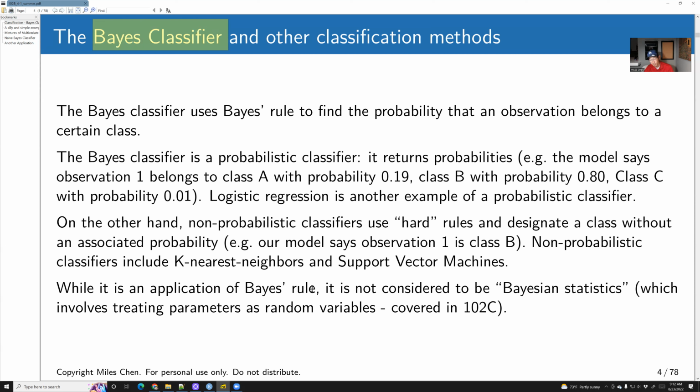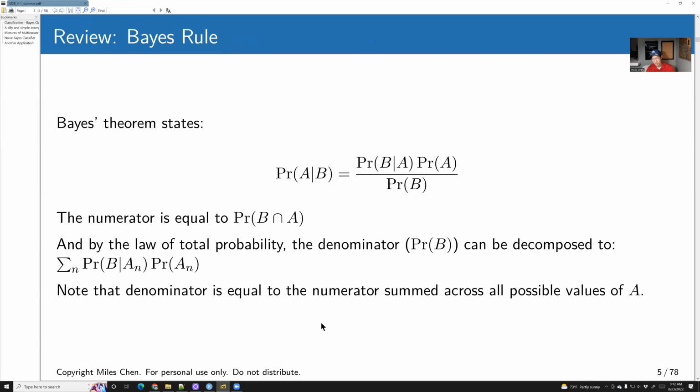Okay, and the Bayes classifier is an application of Bayes' rule, but it's important to distinguish this and say that the Bayes classifier is not Bayesian statistics, which is kind of a whole different mindset that involves treating parameters as random variables. Okay, that's coming in a different course.